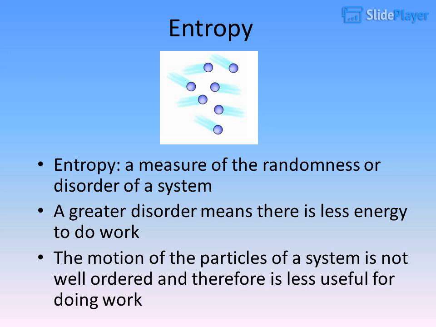Entropy: a measure of the randomness or disorder of a system. A greater disorder means there is less energy to do work. The motion of the particles of a system is not well ordered and therefore is less useful for doing work.